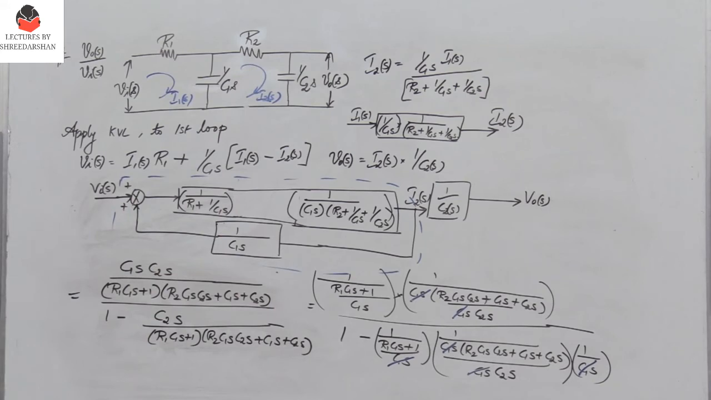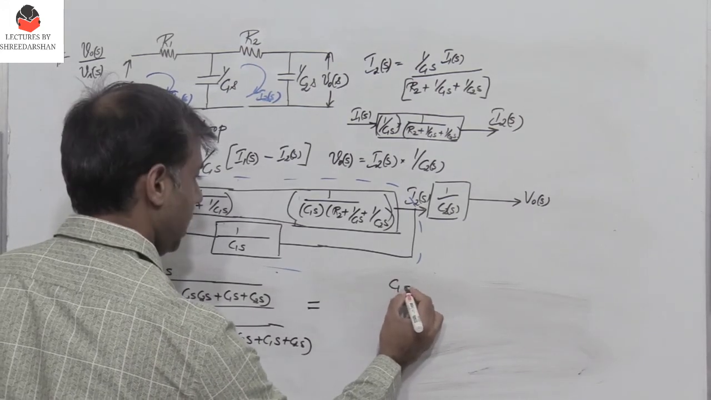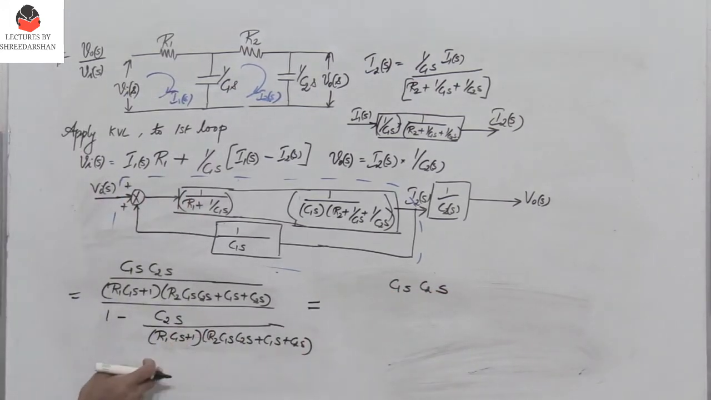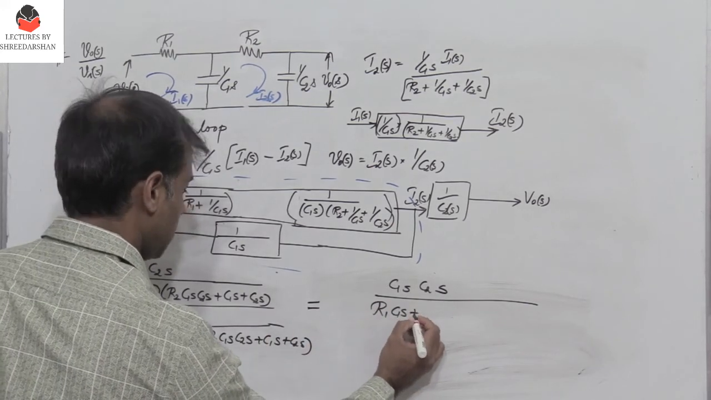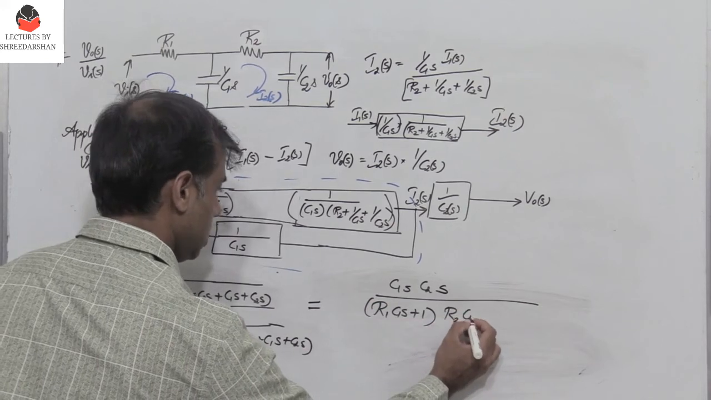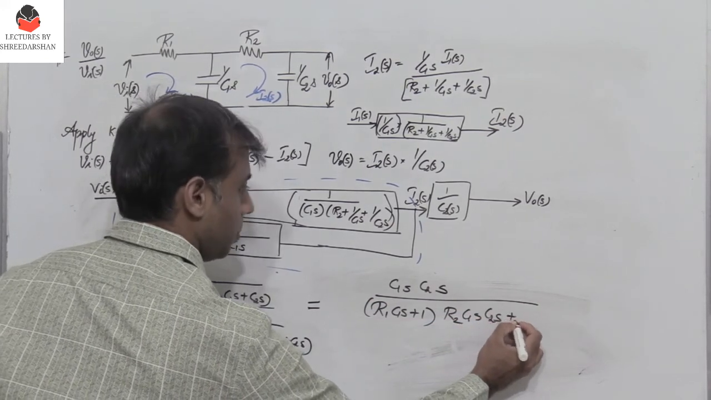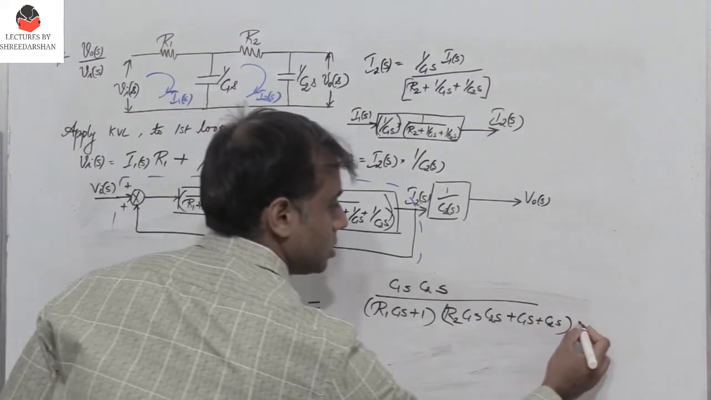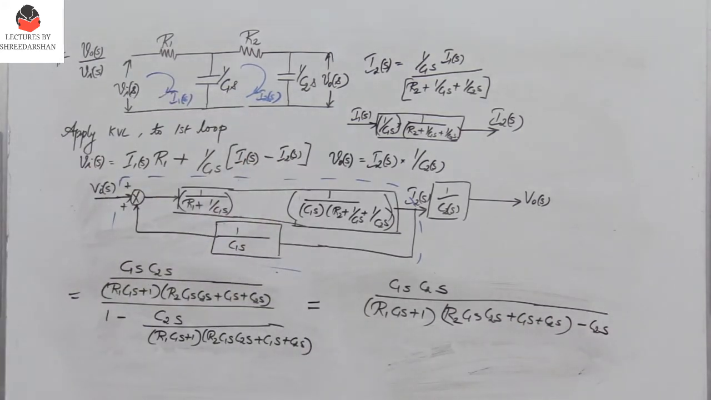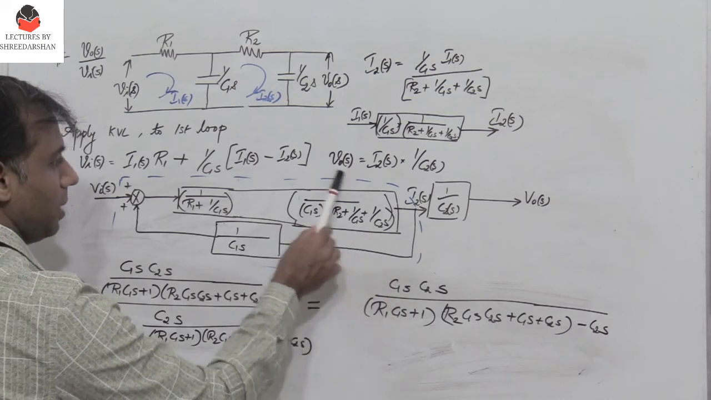So now if I take the denominator here common, so I would get this expression minus C2S. So let me again simplify this here. So finally I would get C1S C2S. So these two expressions get cancelled, the denominator, if I take this common. So I would get this entire expression here, which is R1 C1S plus 1 into R2 C1S C2S plus C1S plus C2S minus C2S. So this is the final simplified expression of this feedback loop.